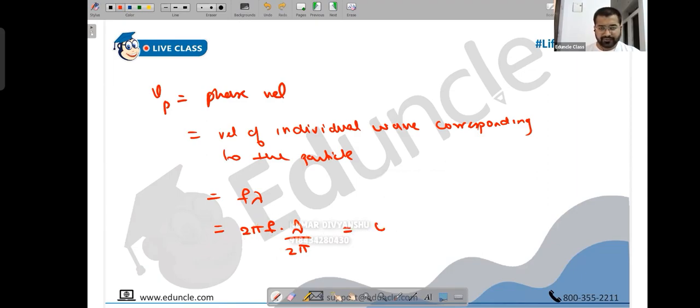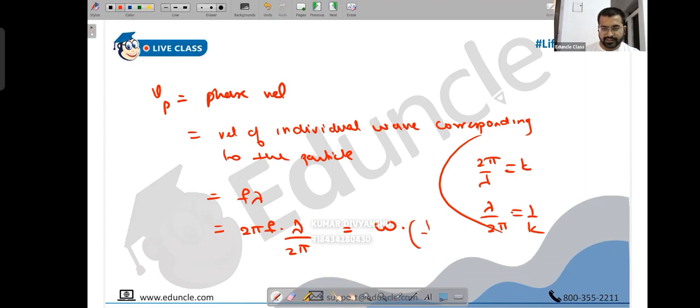So I can further say what is 2 pi f? Omega. And people, 2 pi by lambda is k. So can I say lambda upon 2 pi? That's 1 by k. Okay, so lambda upon 2 pi, that's 1 by k. Or you can say that phase velocity is omega by k. Phase velocity is omega by k.